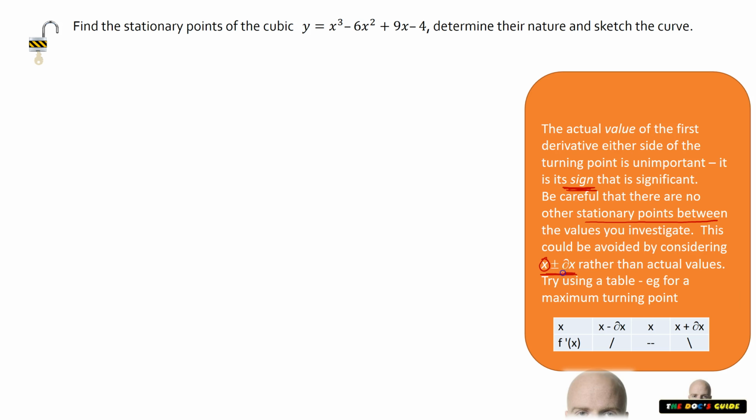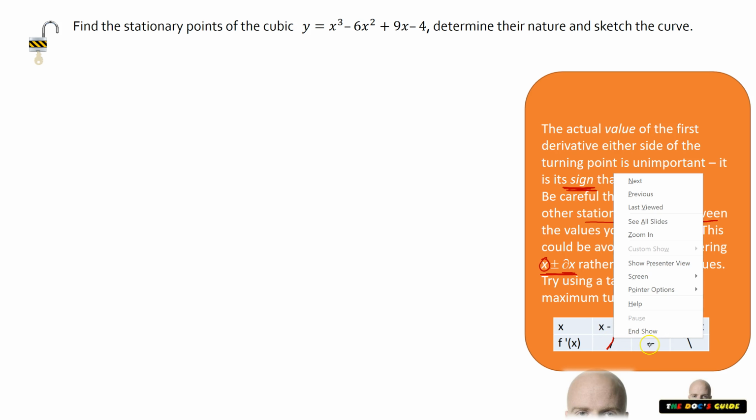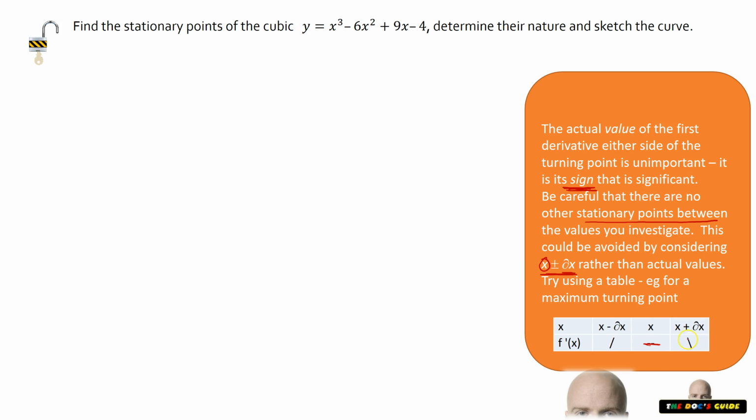Now I've written it as plus or minus dx just here, but usually you use an actual value and do a calculation. Examiners are pretty doubtful about you just drawing these up as, for example, a positive slope, a zero slope, and a negative slope, because it's too easy to fudge. So let's have a look at this in action.